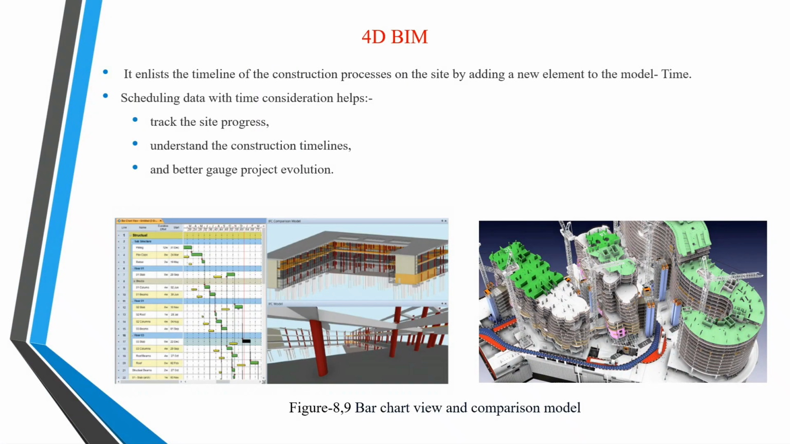Earlier, engineers and architects were limited to paper-based drawings, in which they can show only two-dimensional and three-dimensional views of a building model. But in building information modeling, we can enlist four-dimension, five-dimension, and six-dimension of the building. So what is four-dimension building? That is 4D BIM.